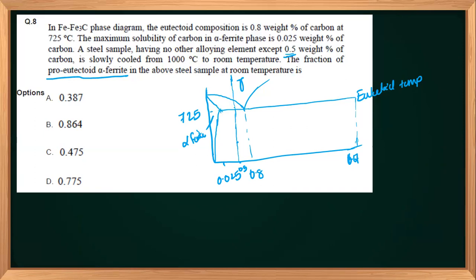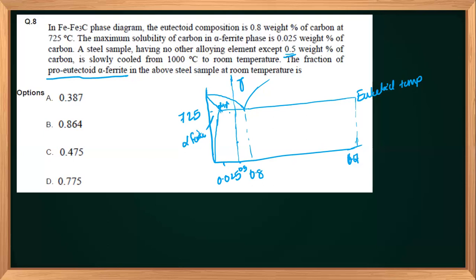We will have the maximum composition of ferrite, because at that point what we have here is alpha plus gamma, right? Alpha plus gamma will be here. Whatever alpha is formed will be proeutectoid, because this is the eutectoid point, and whatever happens before this one is known as proeutectoid.